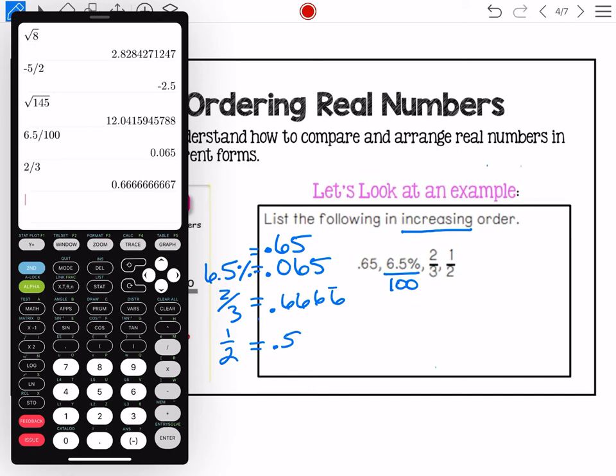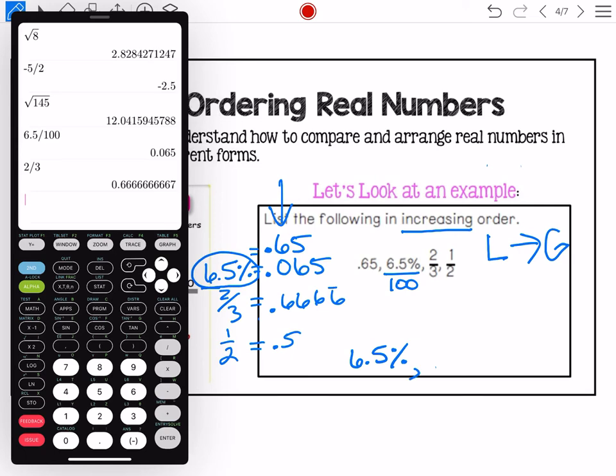And again, we said increasing is from least to greatest. So I'm going to start with the smallest number first. And if we look here, when we find where they have all the same place value, which is the tenths place, we have 6, 0, 6, and 5. Clearly, we know that 0 is the smallest out of those 4. So this number right here, 6 5/10%, is going to be first in our order.